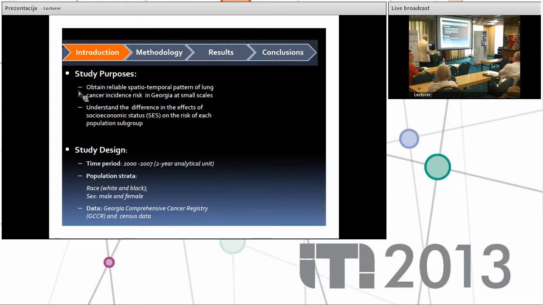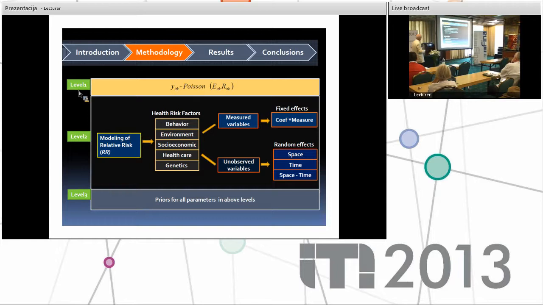So we wanted to look at differences. He was interested in looking at socioeconomic status on the risk of each of the population subgroups. So the study design was looking at 2000 to 2007, and then you had the population strata by race and gender in each of the geographic areas throughout the state. And then we had the geographic information also from the Comprehensive Cancer Registry combined with the census data. So we wanted to model the relative risk of lung cancer. And of course there are health risk behaviors that you're interested in, but we had measured variables.